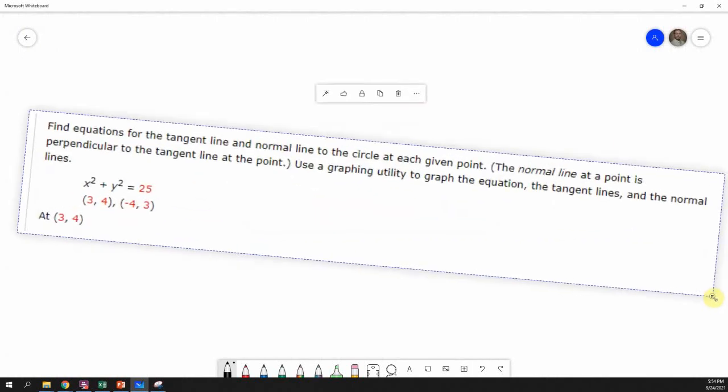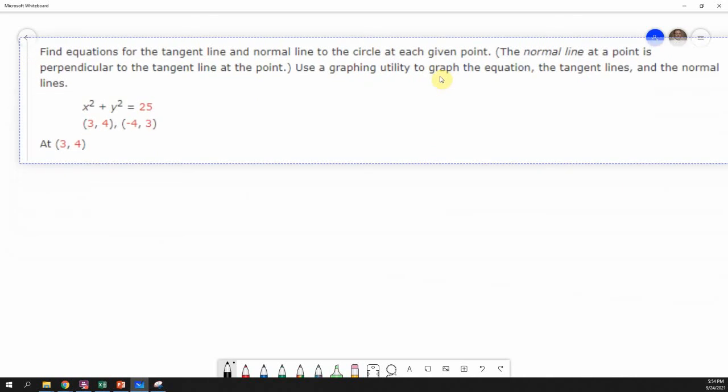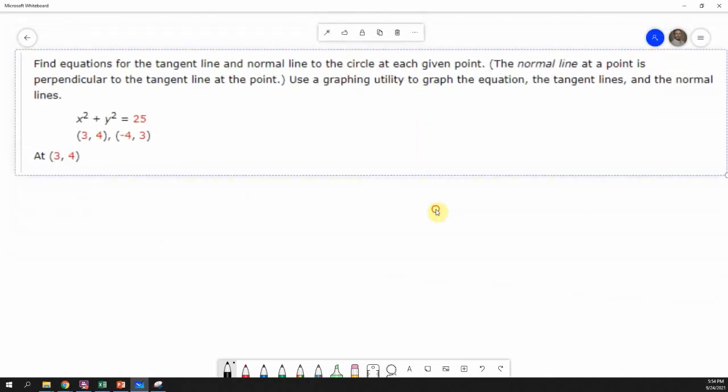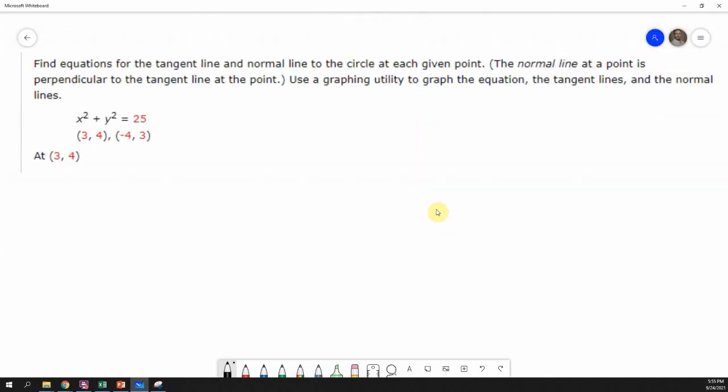Which asks us to find equations for the tangent line and the normal line. What's really important here is to recognize that normal lines are just the lines that are perpendicular to the tangent line. So it's going through the same point, but it has the opposite reciprocal slope. Remember, perpendicular lines have slopes where one is the opposite sign and the reciprocal, right?